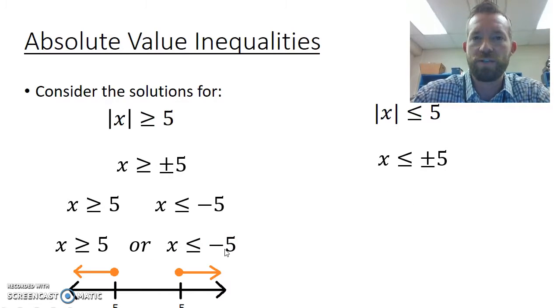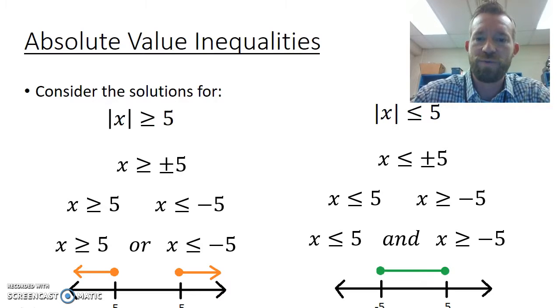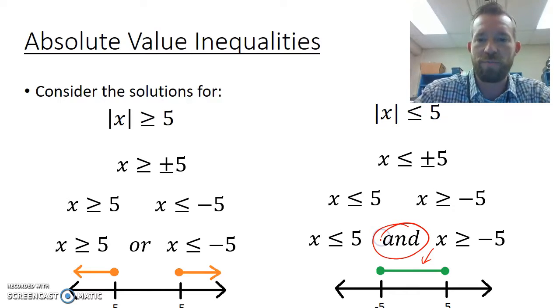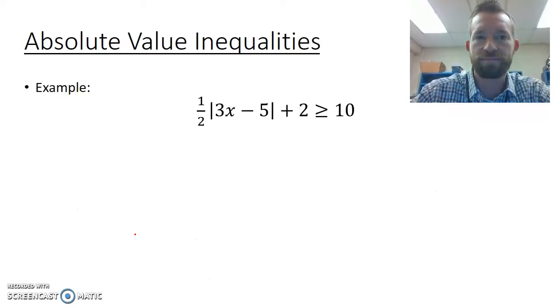Over here, again, drop the bars, add plus or minus. On this one, we're going to use the word and. You can visually see that if a number is in here, like say 1, that it is less than 5 and greater than negative 5. So the word and here is used when both can happen. The word or is used when only one or the other can happen.